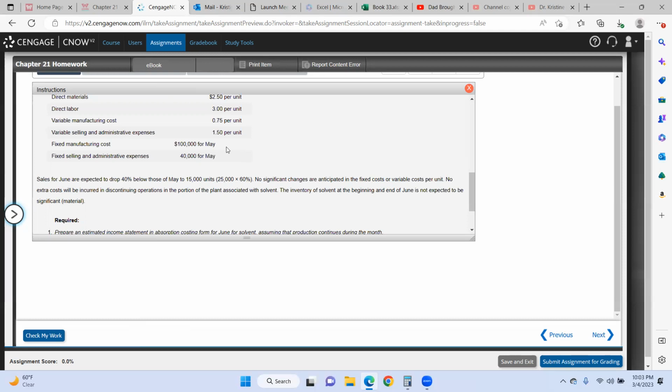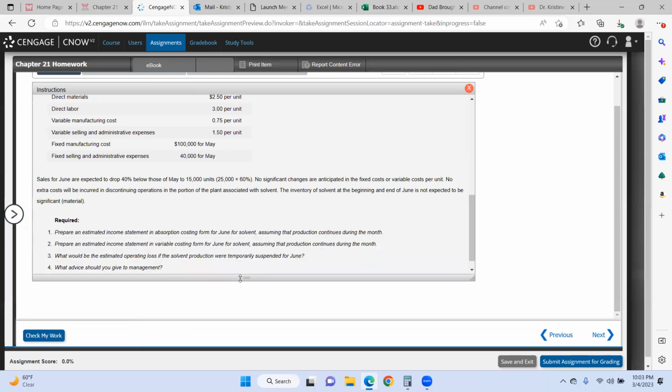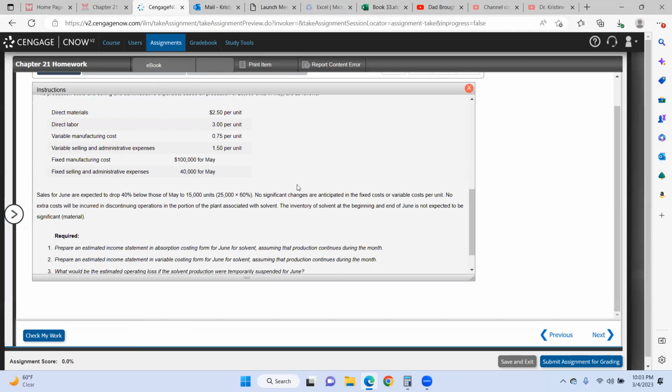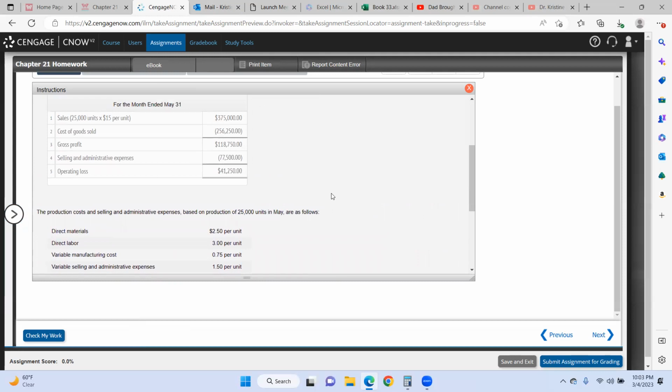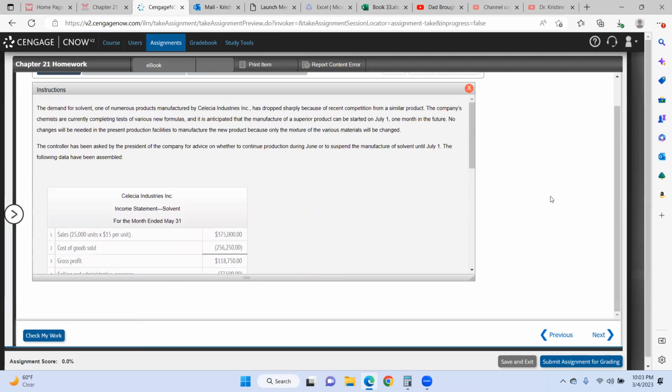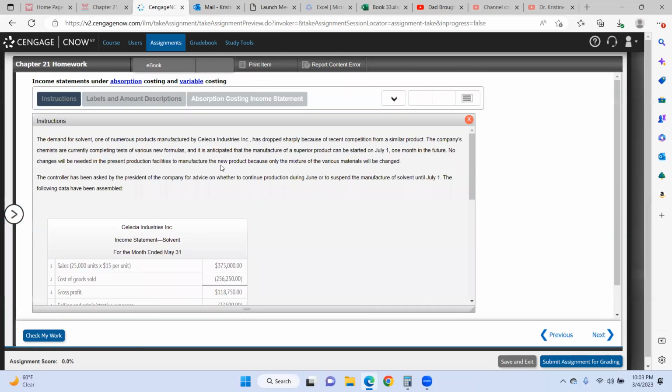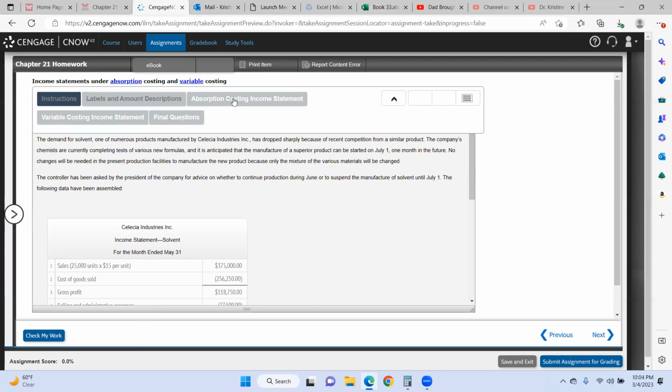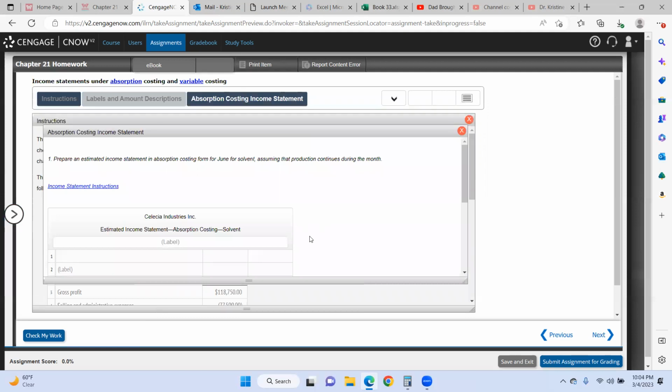Again, it's not telling me if the production is going to stay at 25,000 units. It just says sales. So I'm a little worried about that, because that is important. If the solvent production were temporarily, okay. Usually what happens with these is that you find that you should continue the production because at least it eats up some of your fixed cost. But let's go ahead and jump into this.